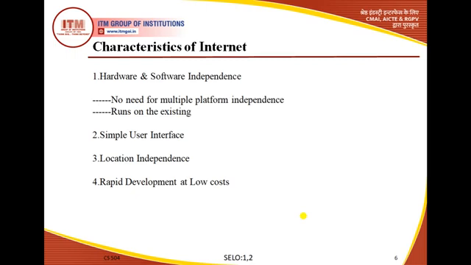Also, rapid development at low costs. Earlier the internet was quite costly, but now it's not the case. The internet has now become very inexpensive, low cost, not at all expensive. We can say that at a nominal cost we can have an internet connection and access the information which we want to access through the internet. So the costing has eventually reduced as the internet found rapid advancement in the past few years. There was a rapid reduction in the costs.